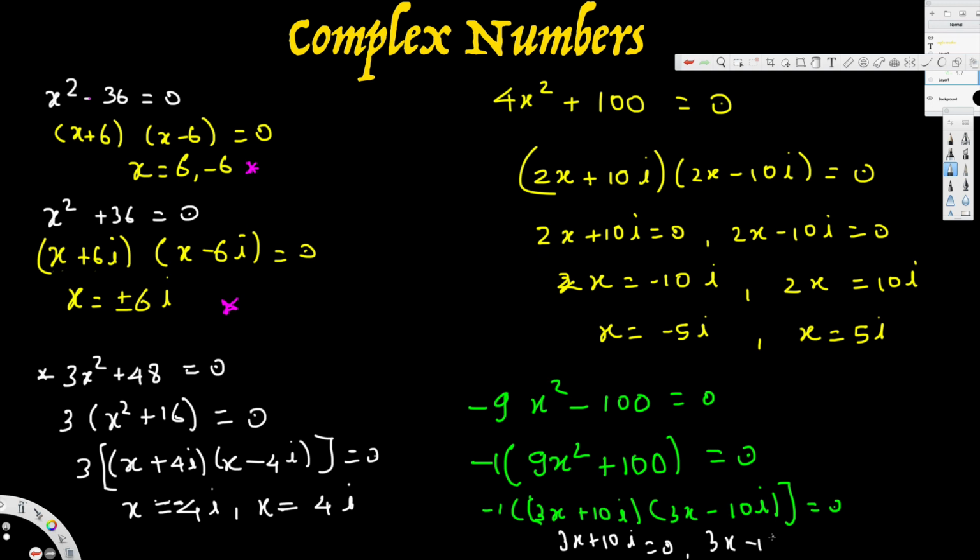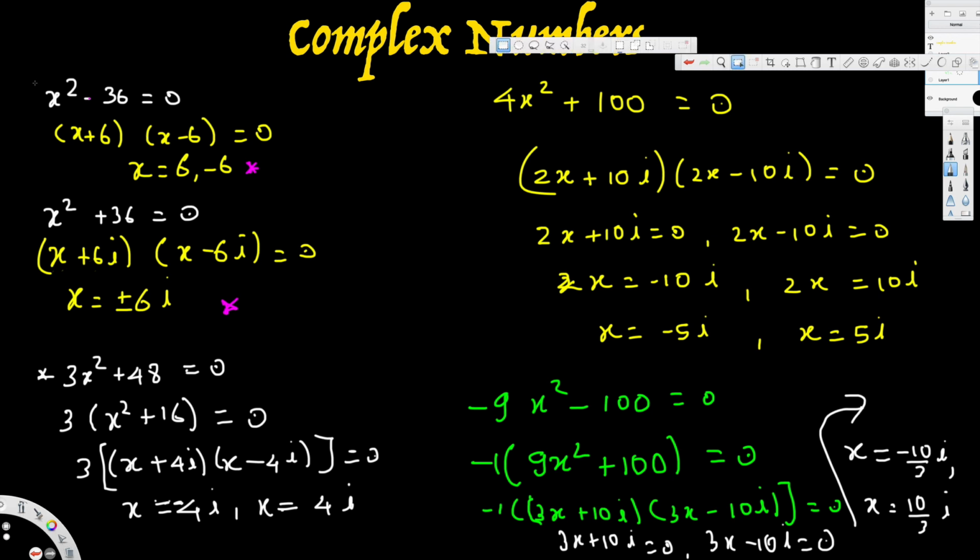Okay, minus 10i is equal to 0. So if you solve for x here, you will end up getting x equal to minus 10 over 3i, and x is equal to plus 10 over 3i. So here we have two answers. And let's look at another one. Let's get rid of all these things. Let's look at another one.